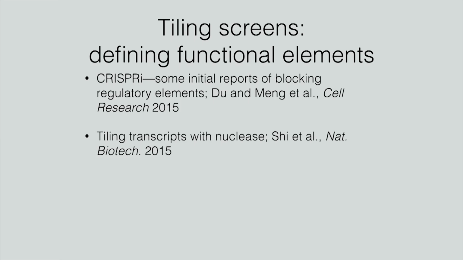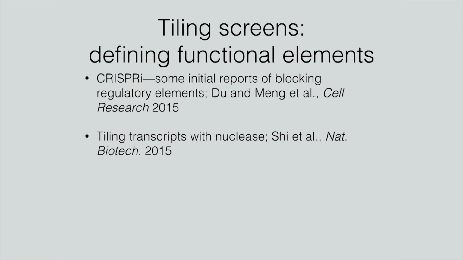And then the other information, a little bit less dry than what guide is working well, is defining functional elements. There are some reports, but I think there needs to be a lot more. If you're tiling with dead Cas9, you could imagine figuring out where regulatory elements are. If you block a particular regulatory element and see a gene expression change or a phenotypic change, you could really map out enhancers in a particular region. But that's pretty far off.